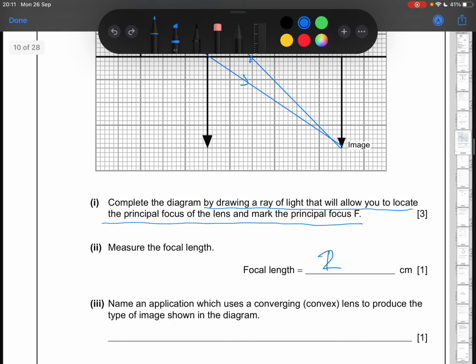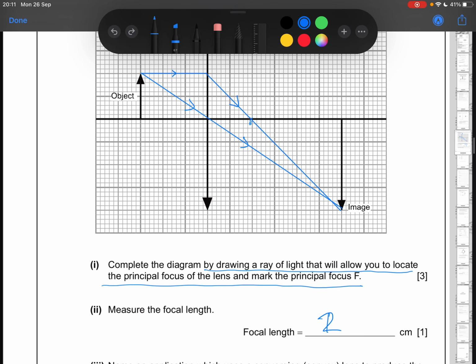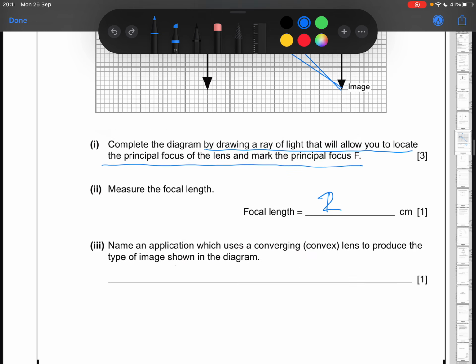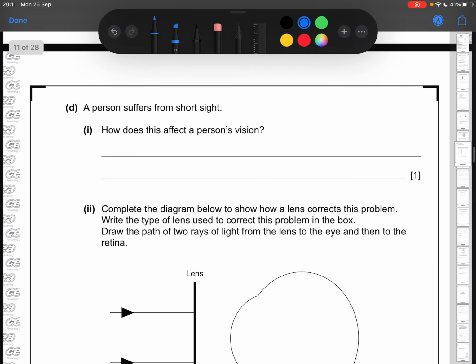What application can we use this lens to produce the type of image shown in the diagram? So this is a magnified image, and it is real, and it can be projected onto a screen. So one application we could use is a projector in a movie theater, or for old-fashioned slideshows. We're also going to do the next question.